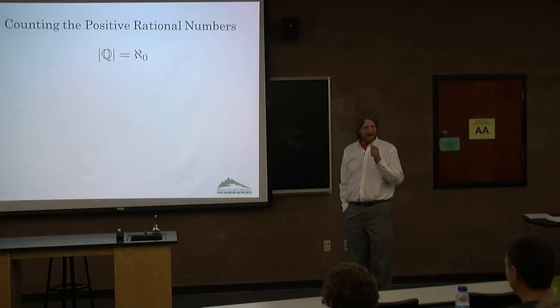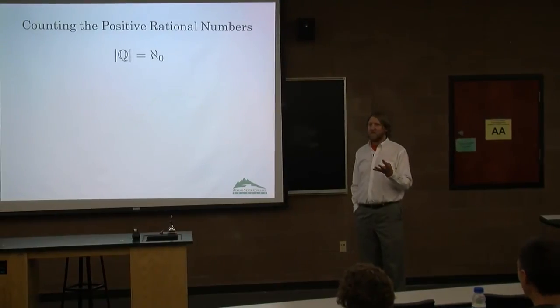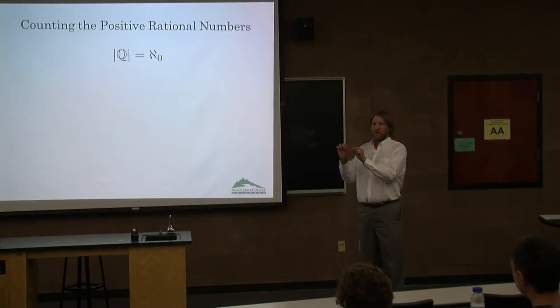Because, again, it comes down to this density property of the rational numbers. I mean, the integers don't have that. Any two integers are at least one apart, right? But rational numbers, they're all over the place. They're dense.